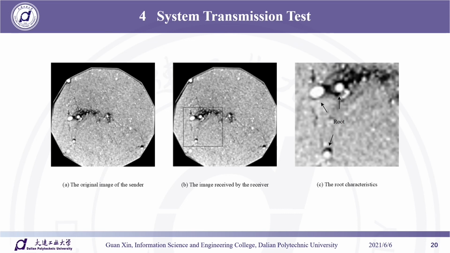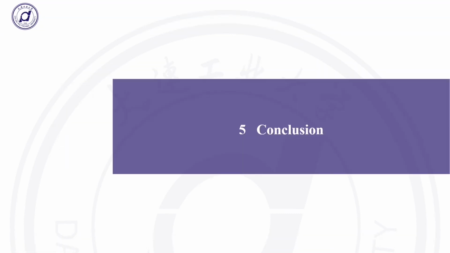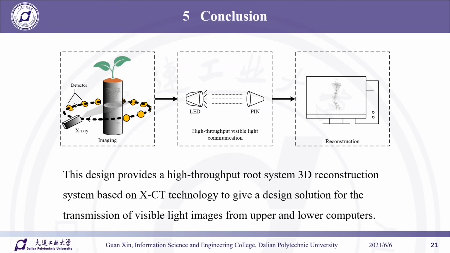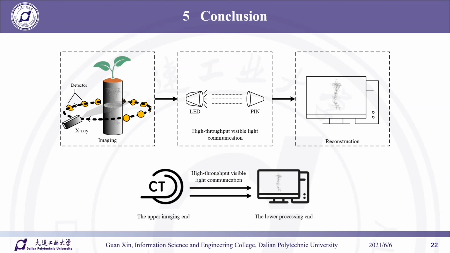Part 5. Conclusion. This design provides a high-throughput root system 3D reconstruction system based on XCT technology, giving a design solution for the transmission of visible light images from upper and lower computers. Compared with the image transmission bus scheme of the traditional medical CT machine, this design takes into account high-throughput image information transmission, and the total cost will be greatly reduced. For future high-throughput plant root phenotype image data research, a new transmission option is provided, and it can be used on specific root CT scanners.